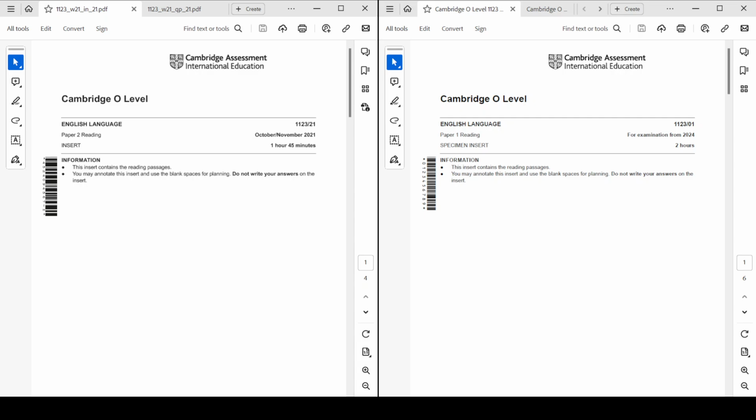And the first thing you'll notice is the reading paper used to be paper 2, but it has been changed to paper 1 from 2024. Okay, so that's the first change. Now what I have open here are the inserts first of all. So let's take a look.